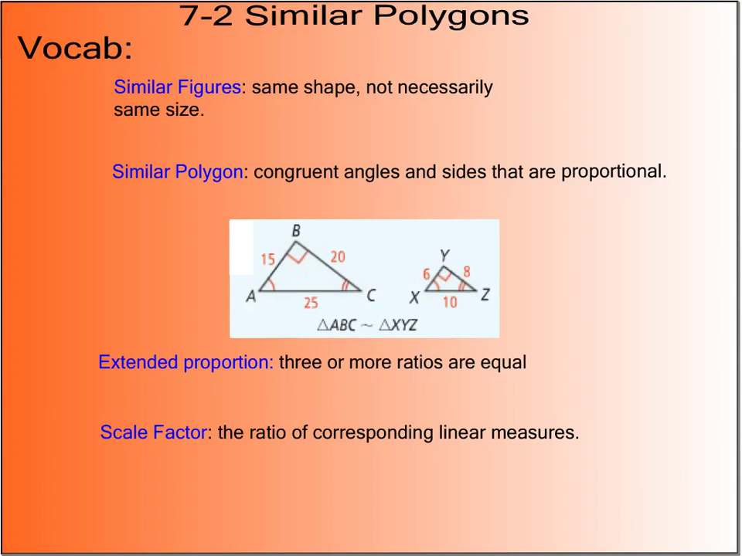Now we also have this thing called an extended proportion, and that's when 3 or more ratios are set equal to each other. And then the last thing we have is a scale factor. A scale factor is the ratio of the corresponding linear measurements. So, for example, back up here, my scale factor would have been 2.5 because I took all of the values in my smaller triangle and multiplied them by 2.5, a scale factor of 2.5, to get to my larger triangle.